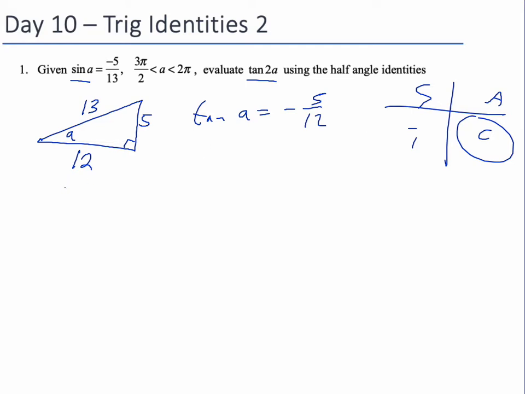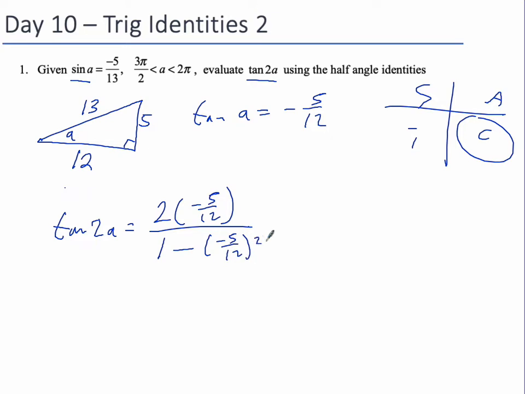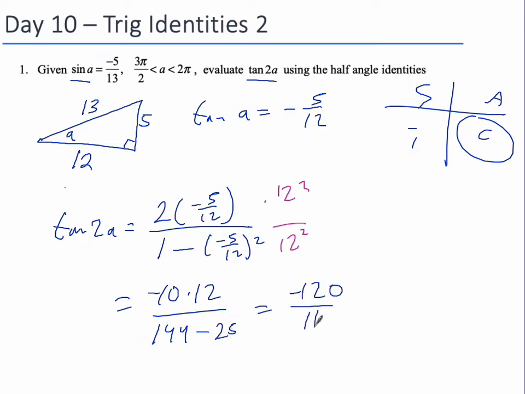So using the identity that we just talked about, tan 2A equals 2 tan A over 1 minus tan squared A, so it's going to be 2 times negative 5 twelfths over 1 minus negative 5 over 12 squared. I'll simplify by multiplying numerator and denominator by 12 squared. In the numerator, we get negative 10 times 12. In the denominator, you get 144 minus 25. So that's negative 120 over 119.